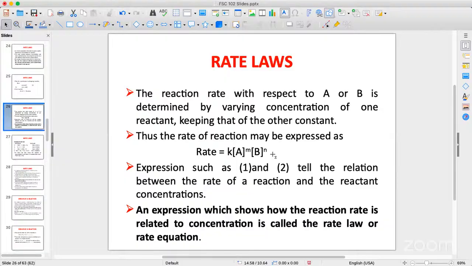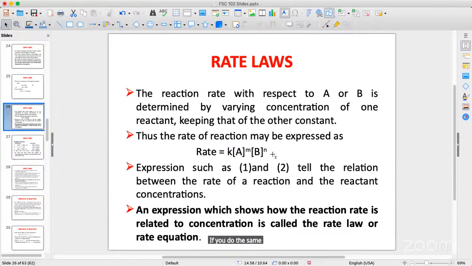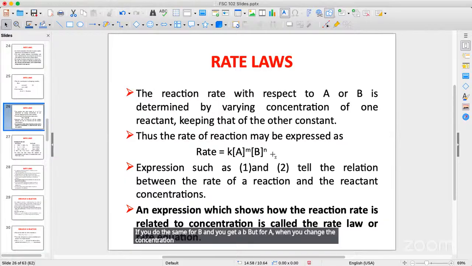And that's what we mean when we say that it is the relationship between change in rate and change in concentration. Now, if you do the same for B, but if for A, when you change the concentration, you get a change in rate also, that means your M cannot be zero. But of course, we'll talk about how you now determine what your M is. The same thing happens to N.